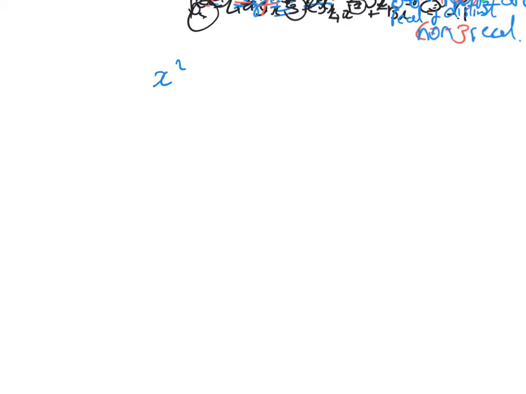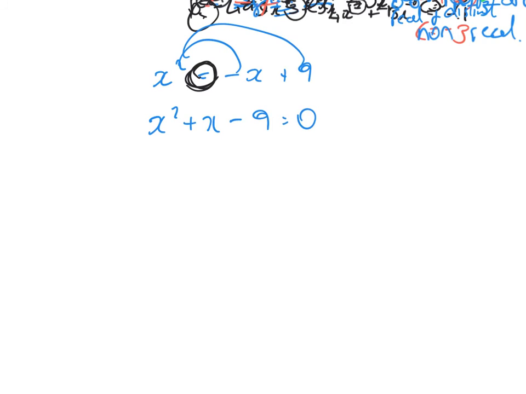Okay, x squared equals minus x plus 9. I need to make it equal to 0. Bring the minus x across, becomes plus x. Bring the plus 9 across, becomes minus 9. x squared plus x minus 9 equals 0. Now, why am I changing sign? Changing sign, because I'm changing the side from the equal sign.